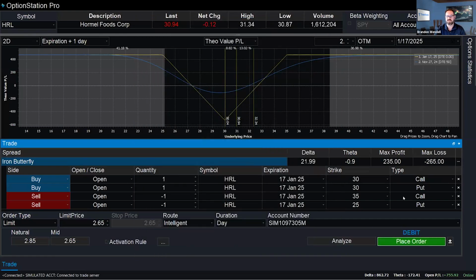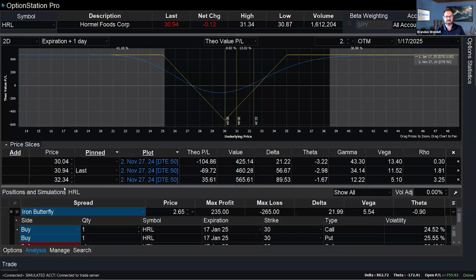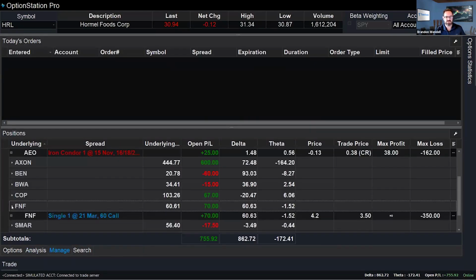I can't route right now because it's after hours and it's not set up right. Anyway, once I'm in, what I would do is the exact same trade. Actually, I could show you on another one. I go to manage. There we are. And do I have a condor somewhere?